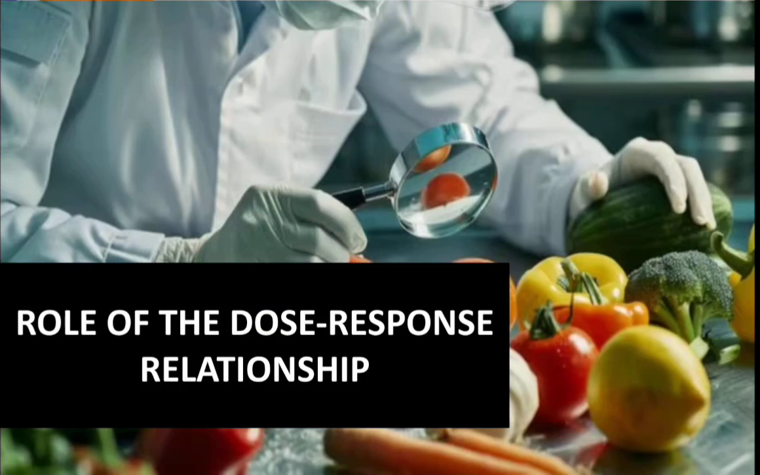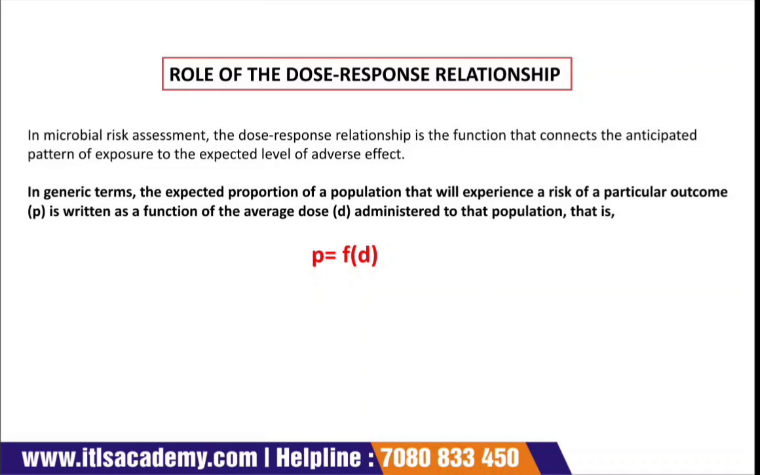So today in this lecture we are going to understand the role of the dose response relationship. In microbial risk assessment, the dose response relationship is the function that connects the anticipated pattern of exposure to the expected level of adverse effect. In generic terms, the expected proportion of the population that will experience a risk of a particular outcome, that is P, is written as a function of the average dose, that is D, administered to that population, and that is written as P equals F(D).